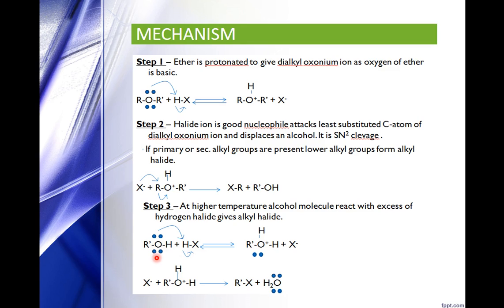You can see here in the third step, again, lone pair of electrons will take up hydrogen, removal of halide ion takes place, and then again halide ion. Similar type of reaction, similar here and similar here. R dash will now take up R and form alkyl halide with the release of water.